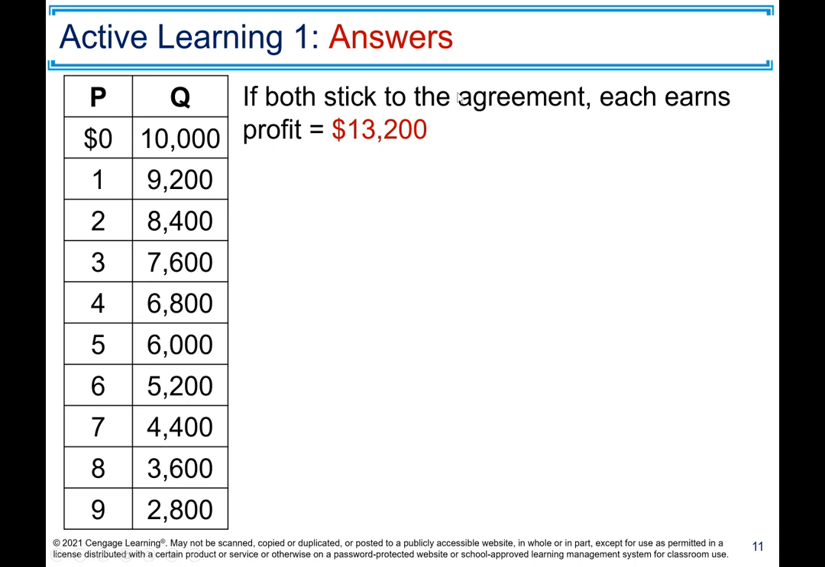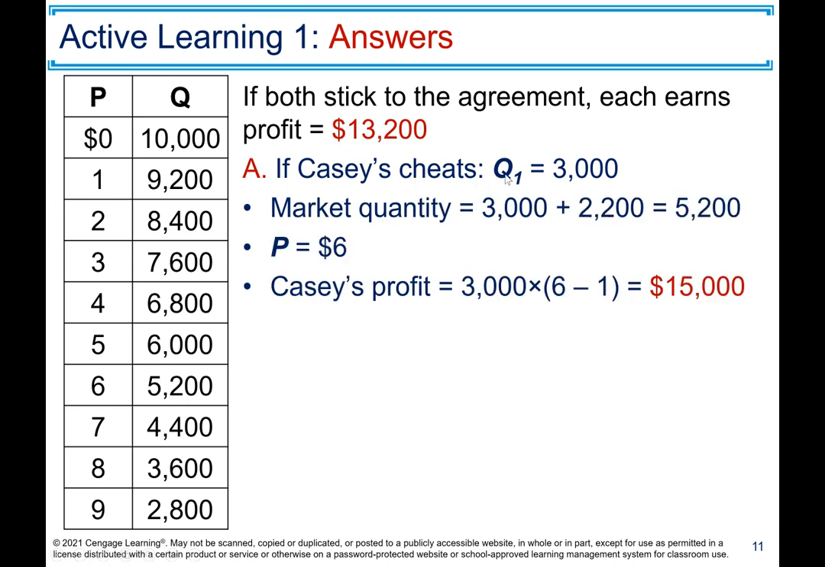Answer. If both stick to the agreement, each firm earns 13,200. A. If Casey's cheats and sells 3,000, market quantity is 3,000 plus 2,200, which is 5,200, and the price will be $6. Casey's profit is 3,000 times 6 minus 1, and that is $15,000. B. Yes, Casey's is better off because he's making higher profit.